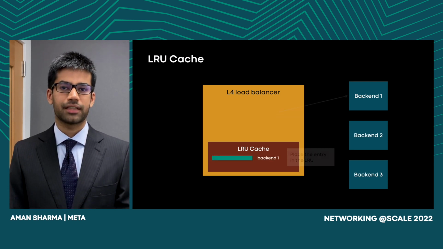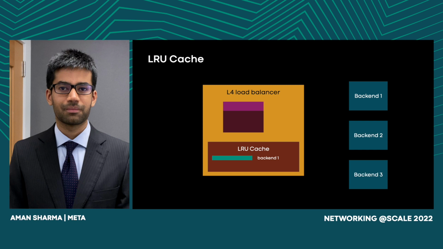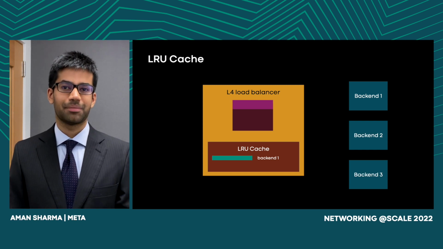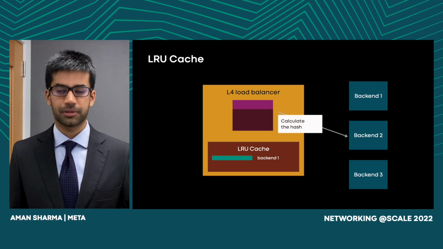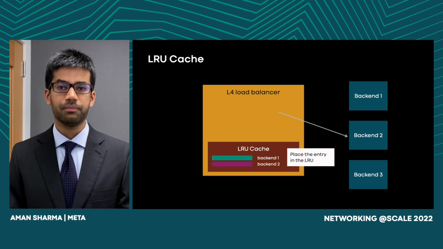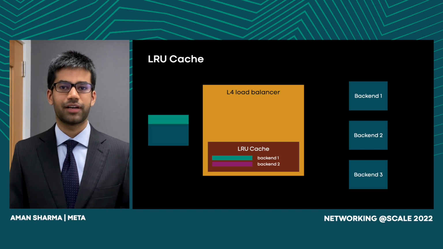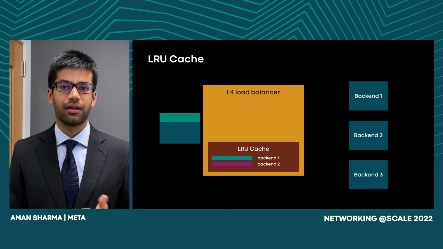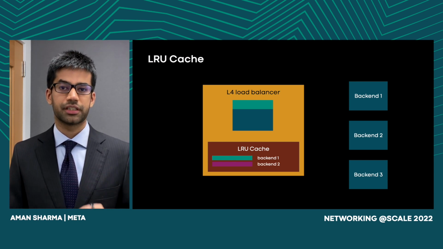Now let's suppose a second packet arrives, but this packet has a different 5-tuple than the previous one. Now the load balancer is going to do the same thing that it did before, which is that it's going to calculate the consistent hash of the 5-tuple, and it's going to send the packet to one of the backends and then place an entry in the LRU cache. Now let's suppose a third packet comes in, but this time with a 5-tuple that this load balancer has seen before. Then instead of calculating the consistent hash of the 5-tuple, it just refers to the entry in the LRU cache and decides to route the packet based on that.